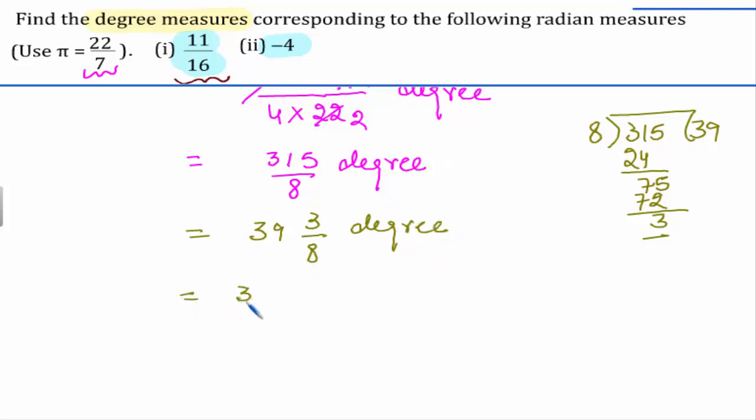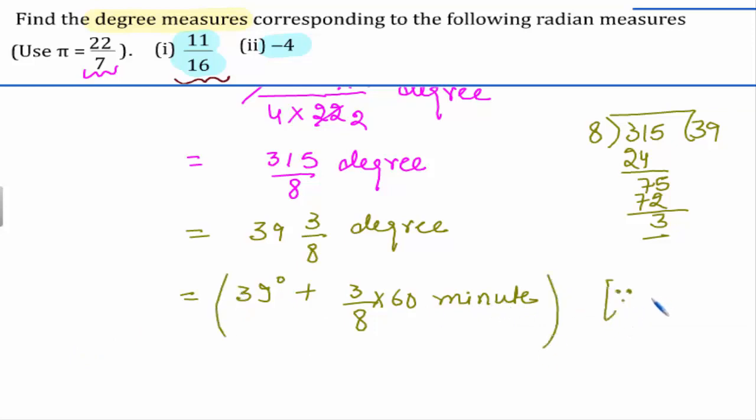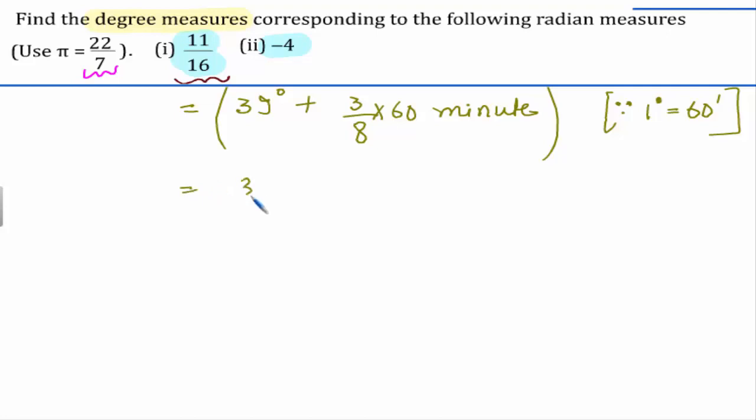That is, this is equal to 39 degrees plus 3 upon 8 into 60 minutes. And this is since in 1 degree there are 60 minutes. Now this is further equal to 39 degrees plus, 4 2s are 8, 4 15s are 60, so we have 45 divided by 2 minutes.